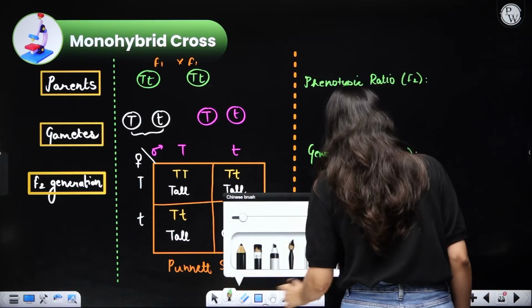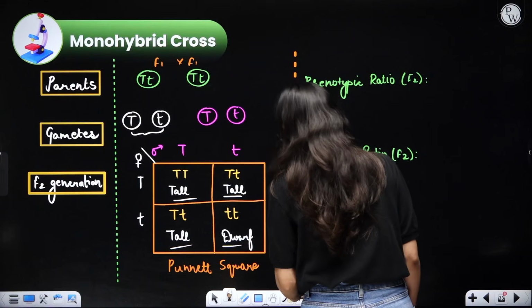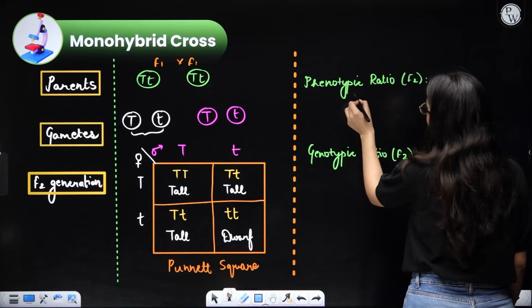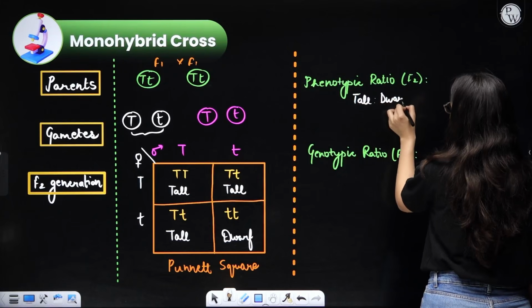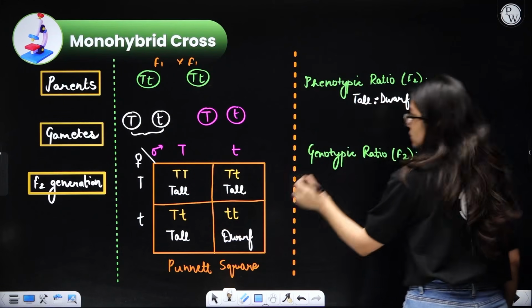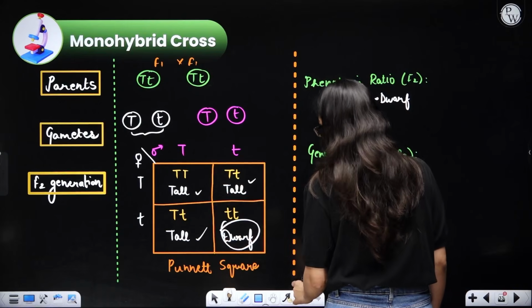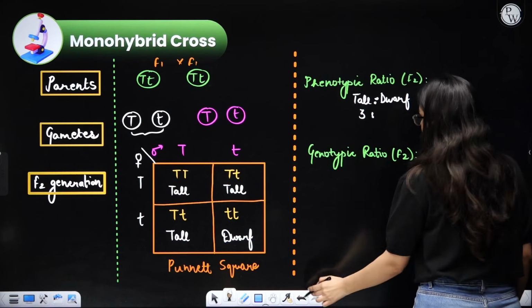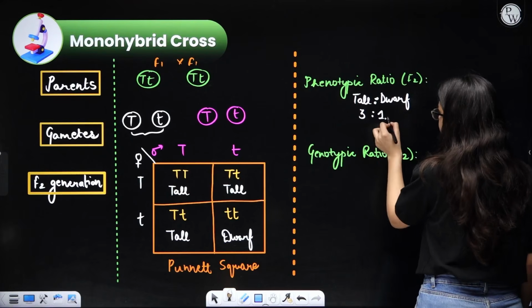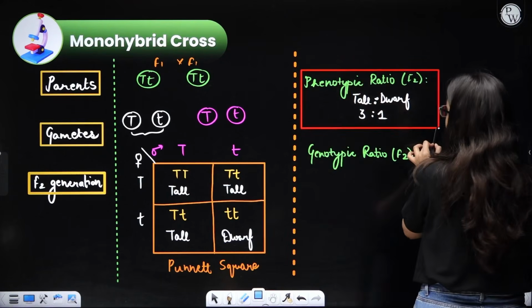Talking about the phenotypic ratio, there are two different phenotypes that you can see, tall and again dwarf. So we are going to write the phenotypic ratio for tall is to dwarf for F2. Let us count how many are tall and how many are dwarf. You see 1, 2 and 3 are tall and 1 is dwarf. So what we have to write? Tall are actually 3 and dwarf is actually 1. So the phenotypic ratio happens to be 3:1 for a monohybrid cross in the F2 generation.